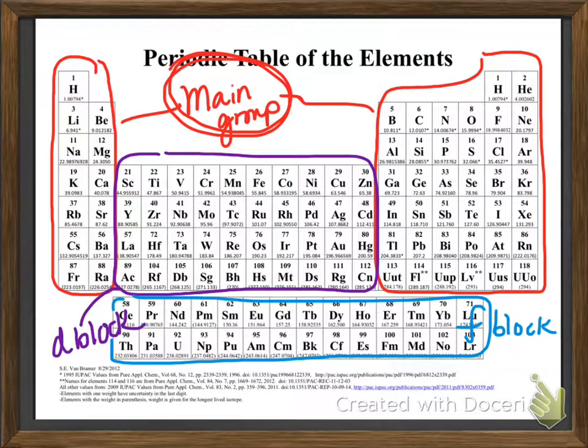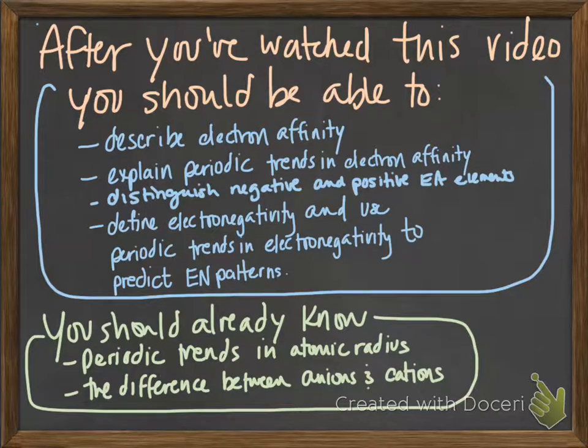All right. Do you know what electron affinity is? Can you explain how it changes across the periodic table? Do you know the difference between a negative and a positive electron affinity element? And can you define electronegativity and use the trends that we see in it to predict the patterns of electronegativity? Well, I hope so. Take your quiz.